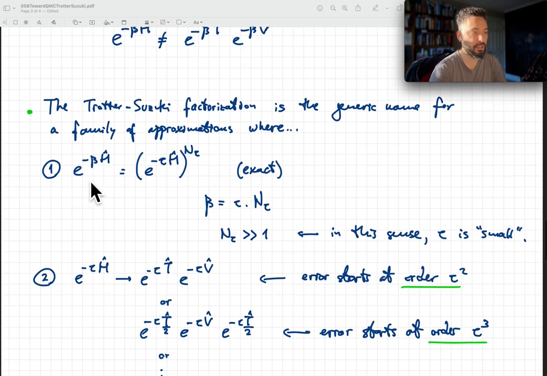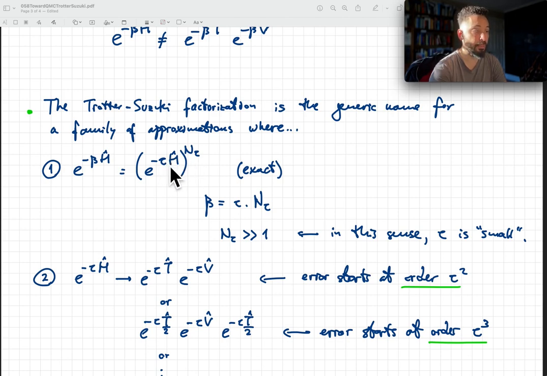Step number one is that the first thing you do is you say, well, e to the minus beta H can be written as multiple factors, and here we're going to use N_tau factors of the form e to the minus tau H. And this decomposition is exact. We're assuming here that we wrote beta as some factor times some large integer, so N_tau is some number much greater than 1. You could start with 10, you could imagine it's 100, maybe you could imagine it's 1,000. No matter what it is, this parameter gives you a sense in which tau is small. And so then e to the minus tau H is something you can approximate because you have a parameter here that is small in some sense.